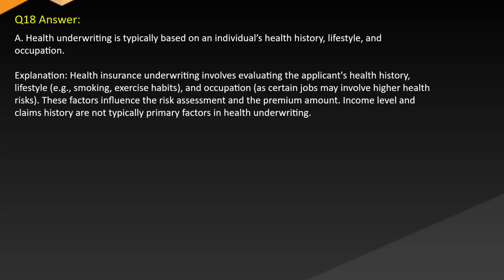Answer: A. Health underwriting is typically based on an individual's health history, lifestyle, and occupation. Explanation: health insurance underwriting involves evaluating the applicant's health history, lifestyle, e.g., smoking, exercise habits, and occupation, as certain jobs may involve higher health risks. These factors influence the risk assessment and the premium amount. Income level and claims history are not typically primary factors in health underwriting.